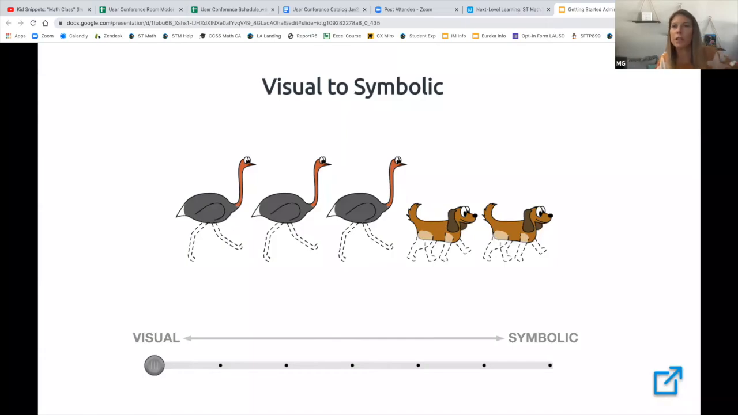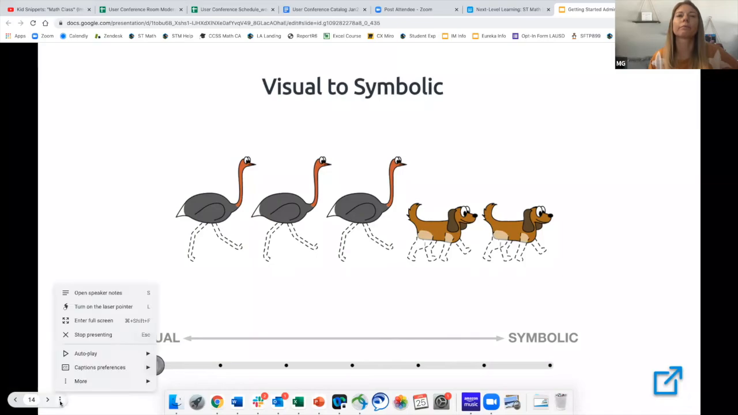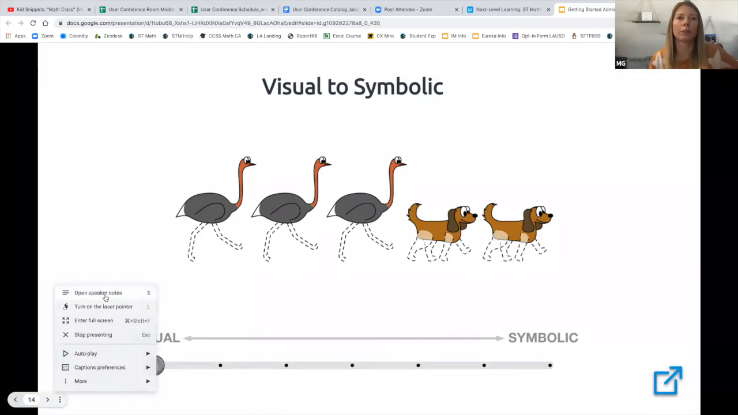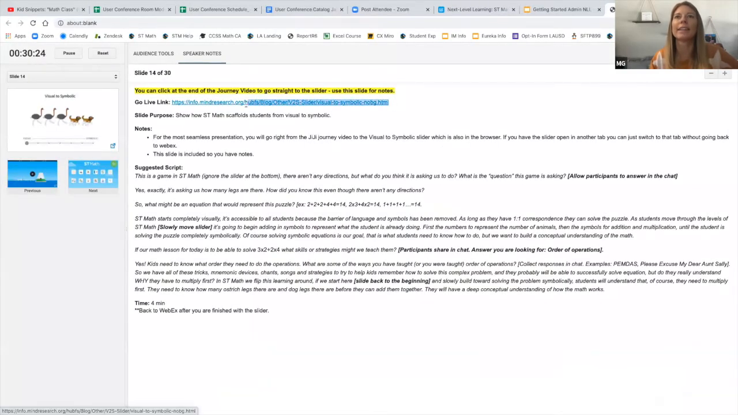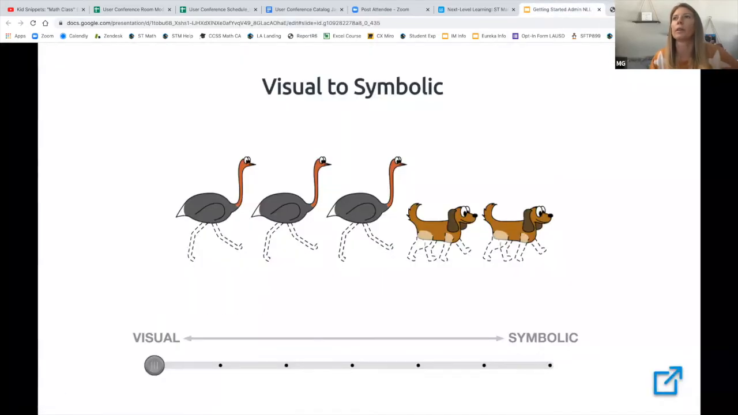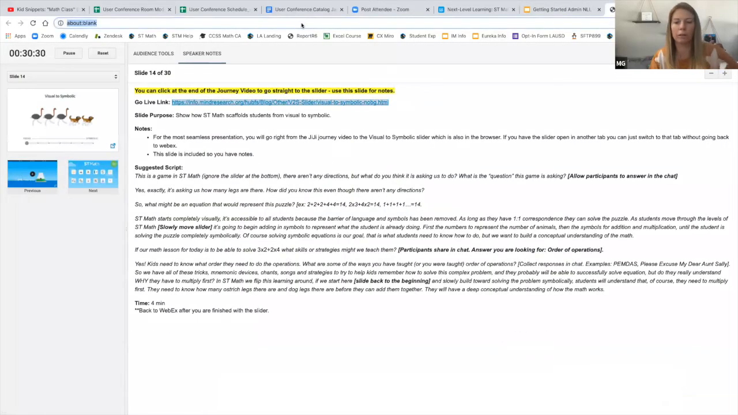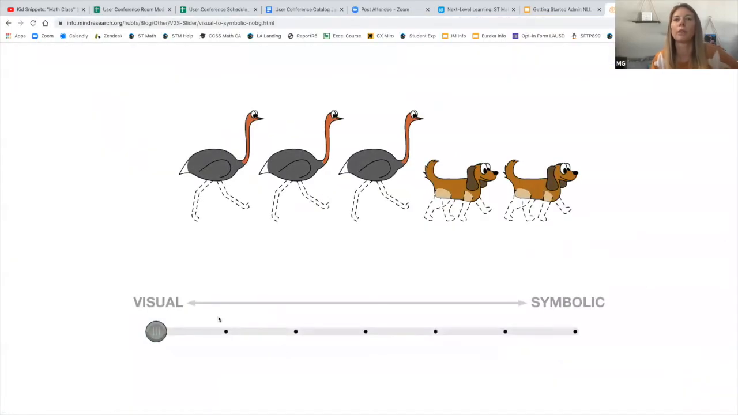Now, somebody mentioned this earlier when I asked you what you already knew about ST Math, and somebody had said it's very pictorial to something else, but what we like to say is visual to symbolic. So here again, sorry for all the technical difficulties today. Let me get this so y'all can see what I'm talking about, and let me open this in a new link. Okay. So we're talking about visual to symbolic.